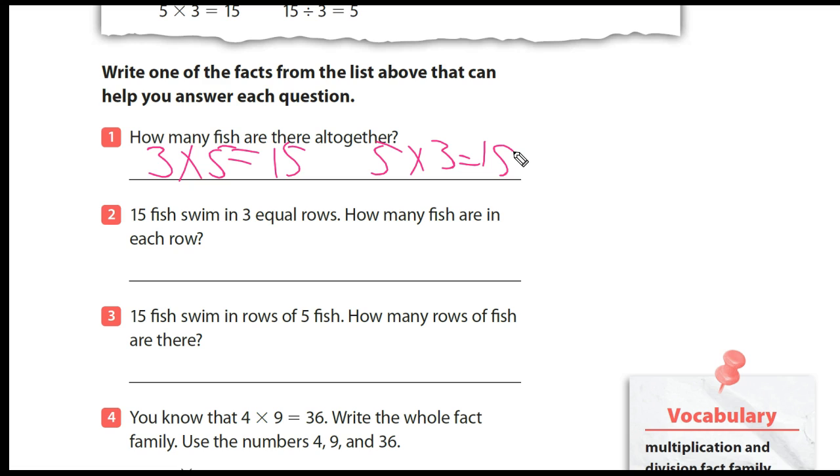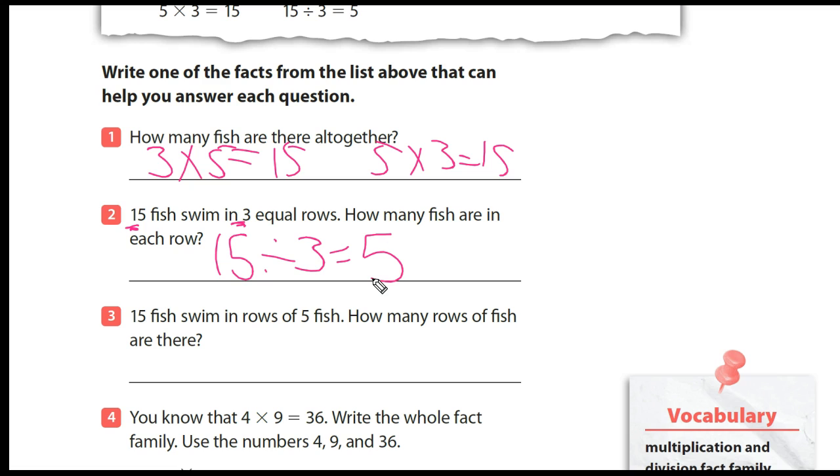Okay. If I want to find out how many are in each row, I'm going to use what? Division. Yes. So 15 fish swim in 3 equal rows. How many fish are in each row? So now what am I going to write? Okay, well, 15 divided by how many rows? 3. In this case, it would be 5 in each row. Correct.